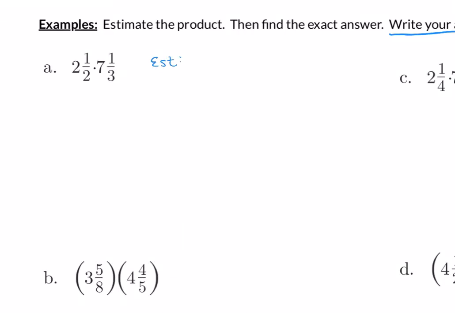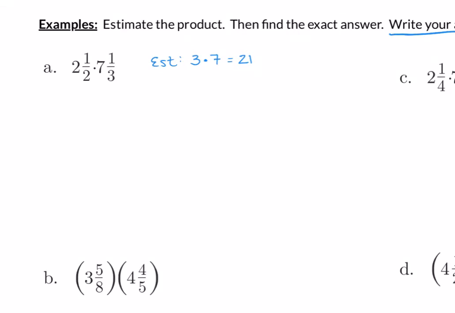So 2 1/2, do I round up or down? Since 1/2 is half or more, we do round up, so this is going to become a 3. 7 1/3. 1/3 is less than 1/2, so I round down. I'm going to leave the 7 as it is and drop my fraction. We can multiply this now. 3 times 7 is 21. That's my estimate.